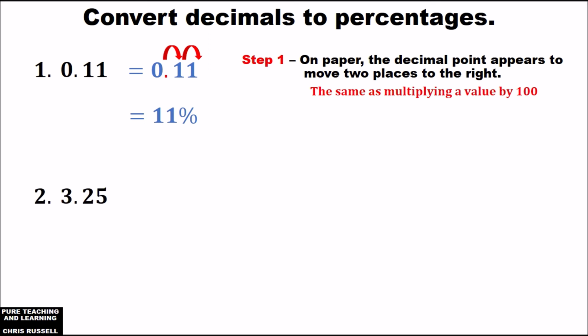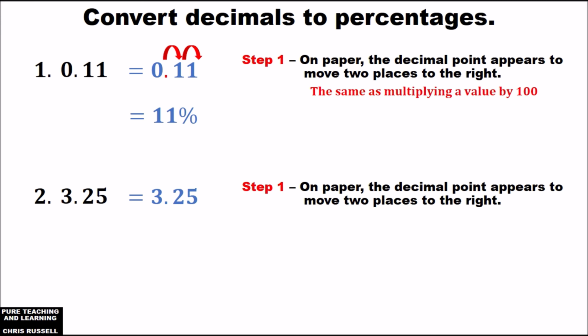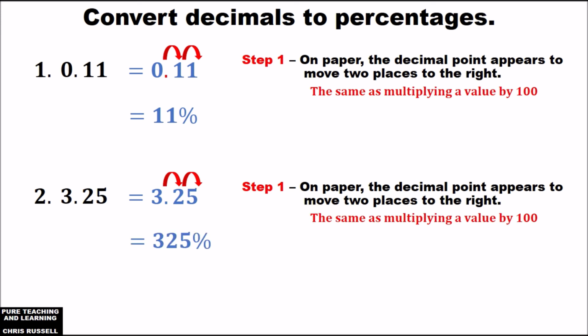Here we've got 3.25. On paper, the decimal point appears to move 2 places to the right like we did before. The same as multiplying a value by 100. And now we get 325%.